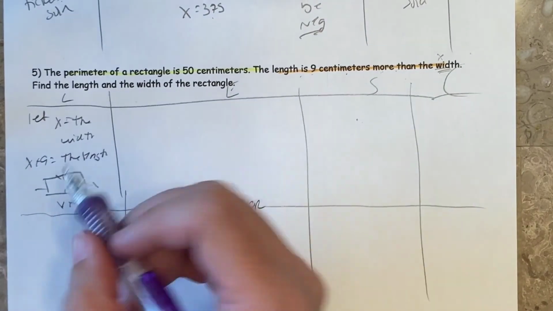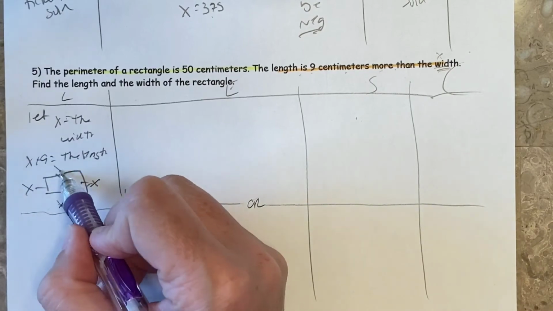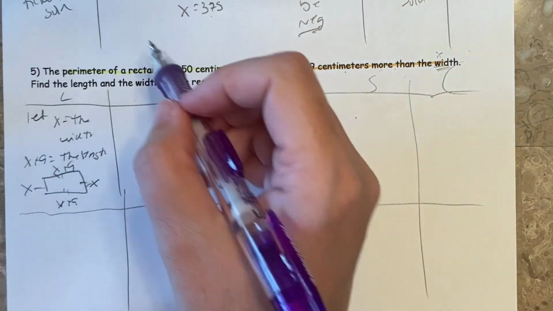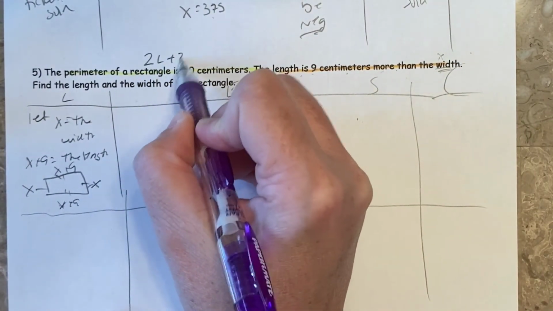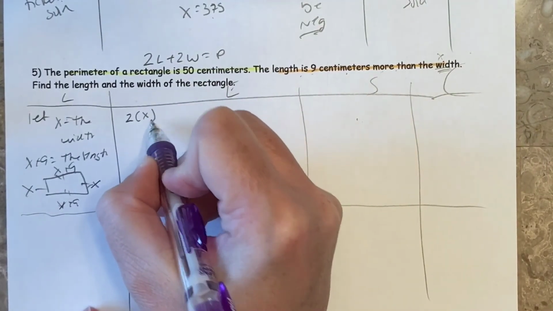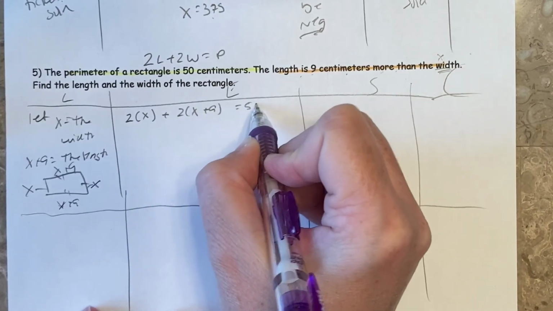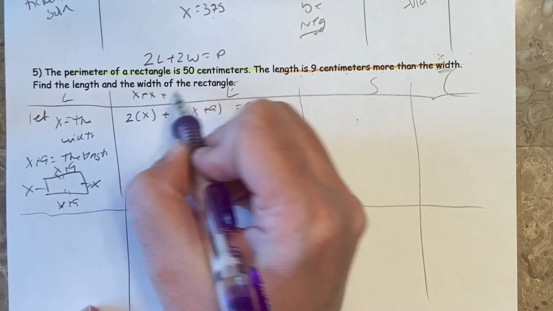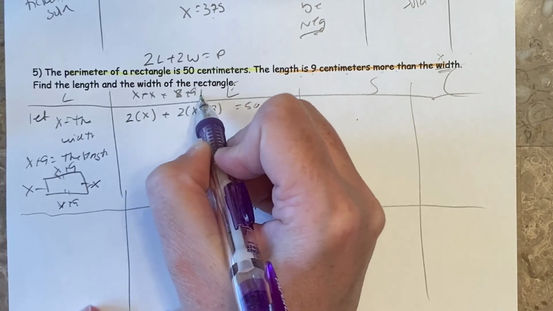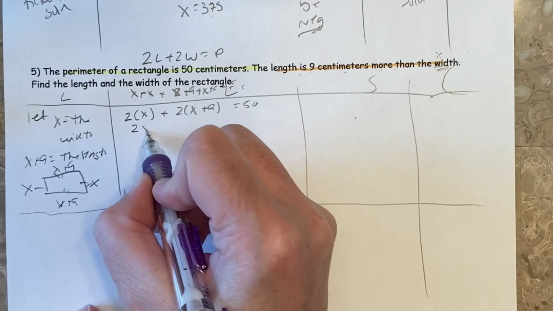Remember, perimeter means you add up all the sides. There are 4 sides. There are 2 widths and there are 2 lengths. So be really careful. And basically, this is the formula that you're using. Remember this formula, guys, learned in 7th grade? So we have 2 of the widths and we have 2 of our lengths, okay? Or for this, you could do x plus 9 plus x plus 9. You could do it that way too. Whichever you prefer, does not matter.